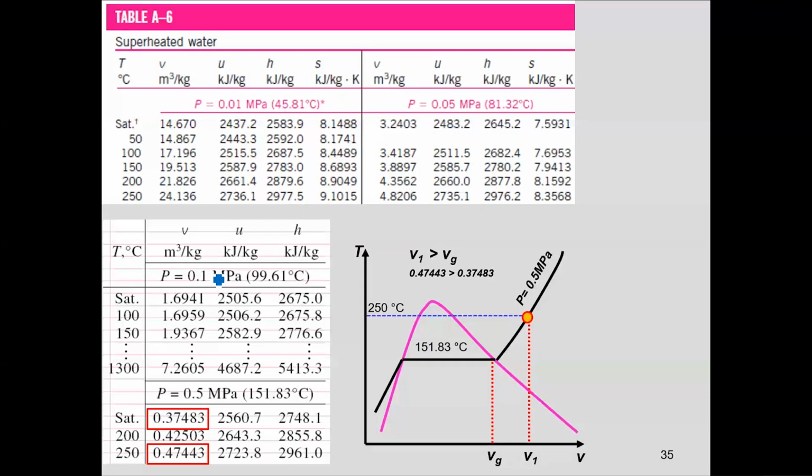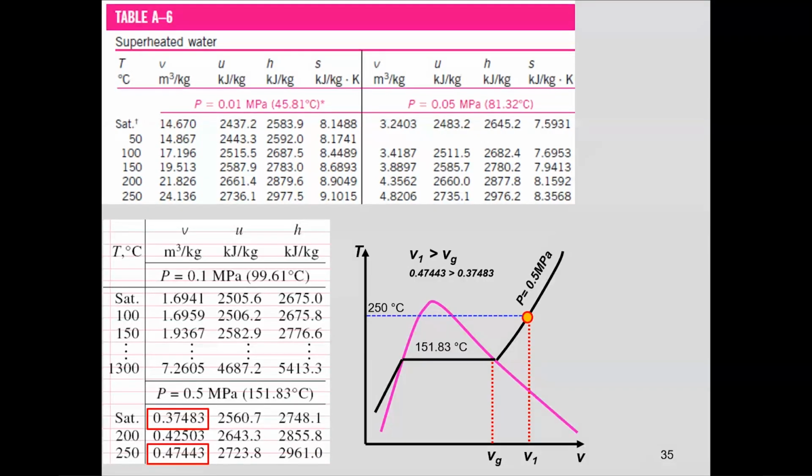All right. Now moving on to the compressed liquid table. Sir, the last point is not clear, this 0.3 value.